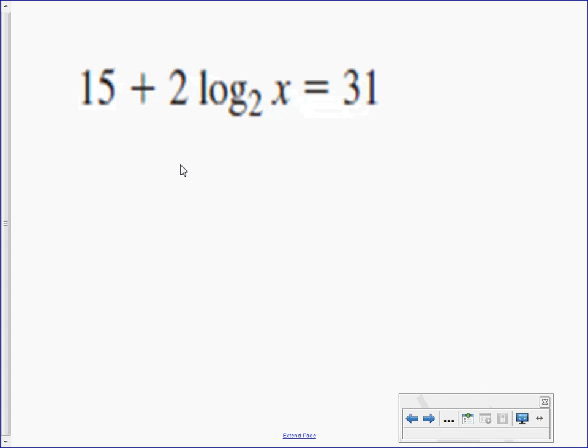Do that one. Think about what you have to do here. Just kind of putting everything together now.